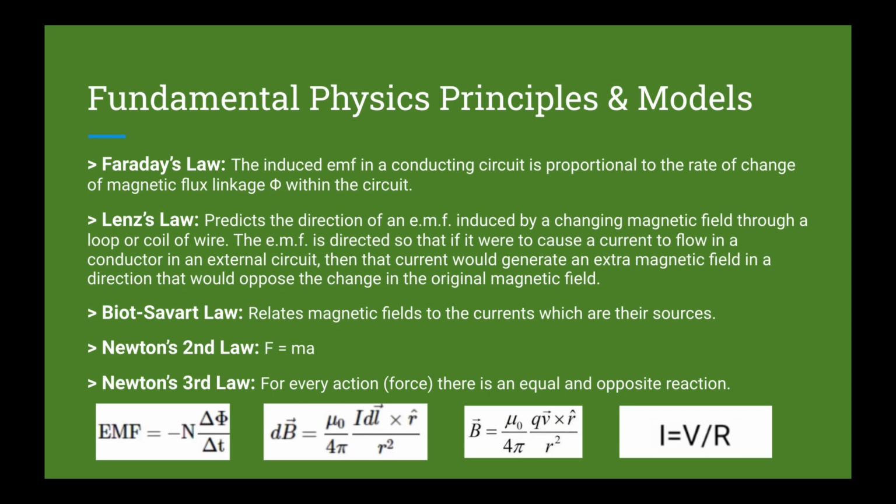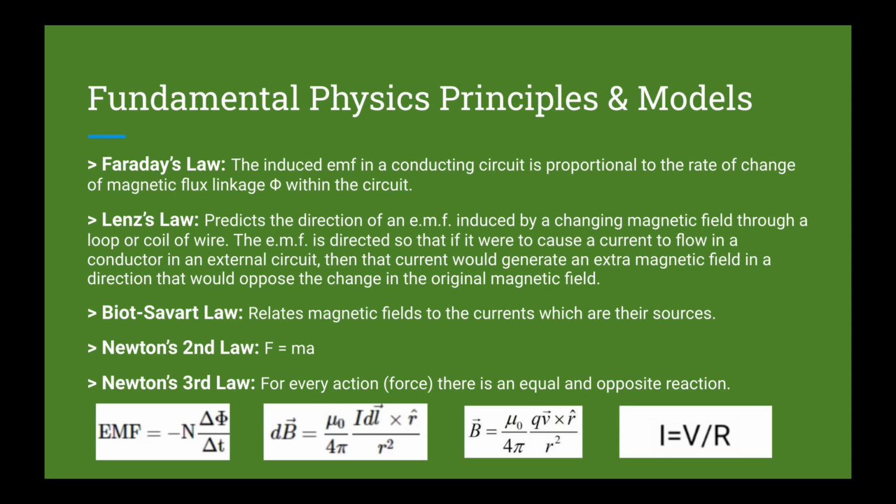The EMF is directed so that if it were to cause a current to flow in a conductor in an external circuit, then that current would generate an extra magnetic field in a direction that would oppose the change in the original magnetic field. We also use the Biot-Savart law, which relates magnetic fields to the currents which are their sources. Finally, we use Newton's second and third law, which states that F equals ma, and that for every action or force, there is an equal and opposite reaction.